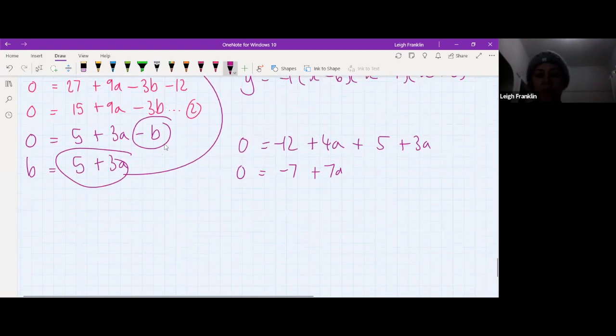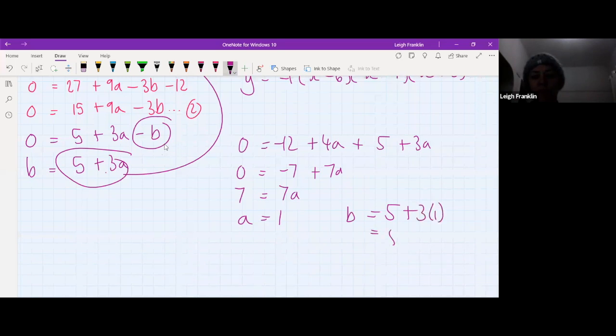I'm going to take that 7 over to the other side. So 7 will be equal to 7a. So a is equal to 1. Subbing 1 back in here, b is equal to 5 plus 3 times 1. That's where I got the 8 from.